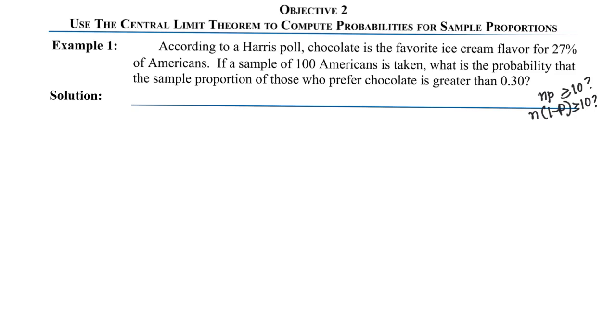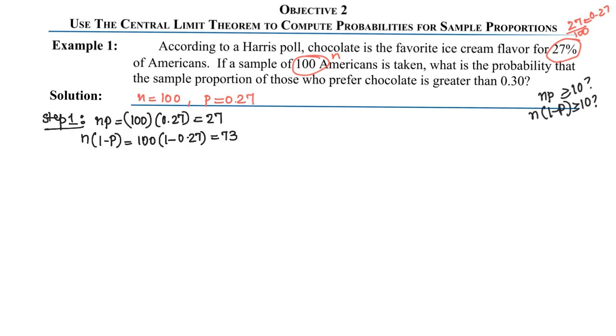So in this case, n is the sample of 100. So that is n is 100. And the population proportion is 27%. So 27% means 27 over 100, or in decimal that is 0.27. So n equal 100, p equal 0.27. So first step, you can see both np and n times 1 minus p both are greater than 10. So we may use a normal curve.